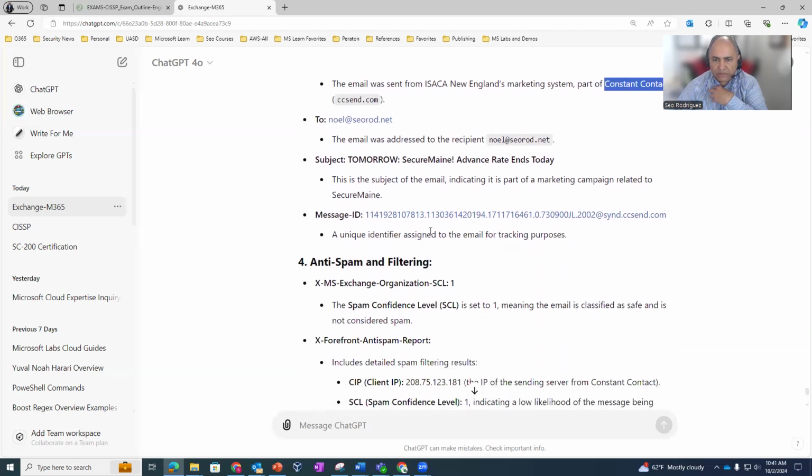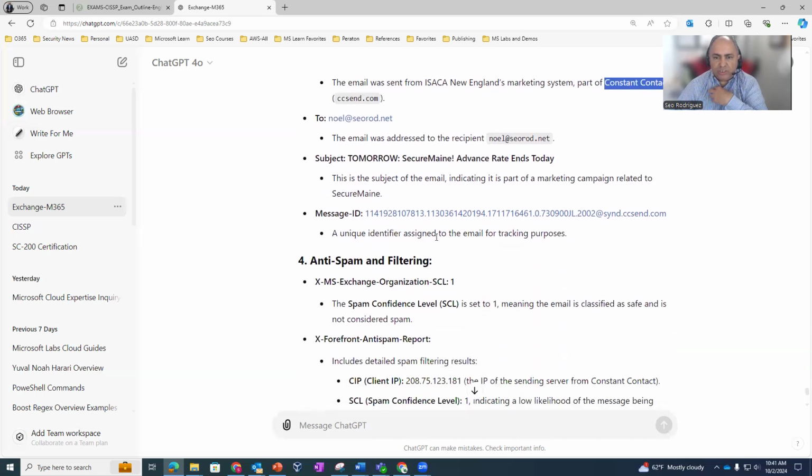So that's a lot of information. That's really, really good there. This is the message ID. So this is exactly what it came from. So notice that the email came not from ISACA themselves. ISACA is not sending this message directly; they're using Constant Contact, as we just explained.